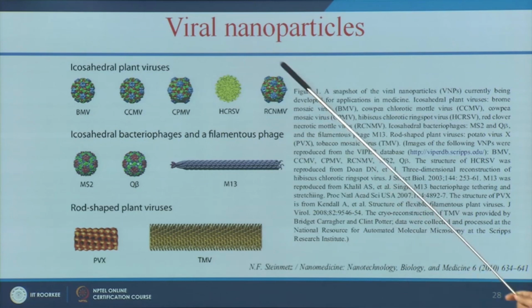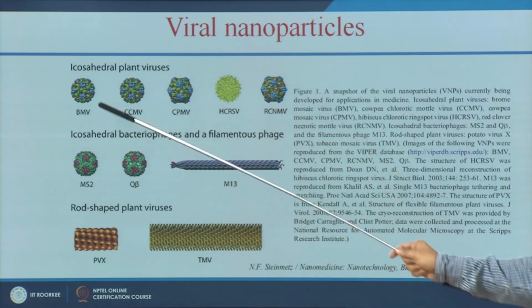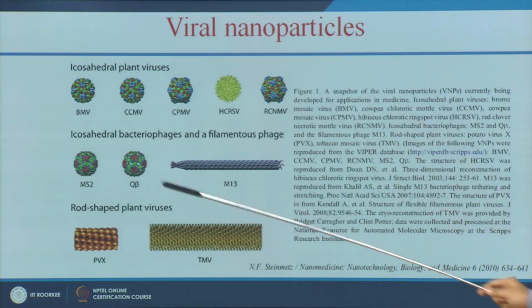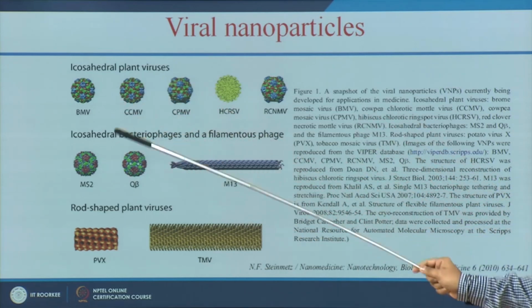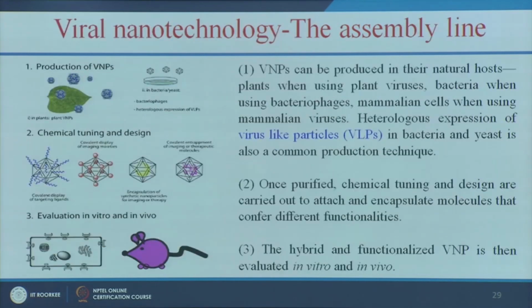And another advantage of this plant virus is, you can see these are all our plant virus. Okay. So all the names, like TMV means tobacco mosaic virus. Similarly all the names of virus are mentioned here, and you can see that the plant viruses have different sizes and different shapes. So depending on the application, you can select the plant virus and take it for further applications. And this is a complete viral nanotechnology assembly line.